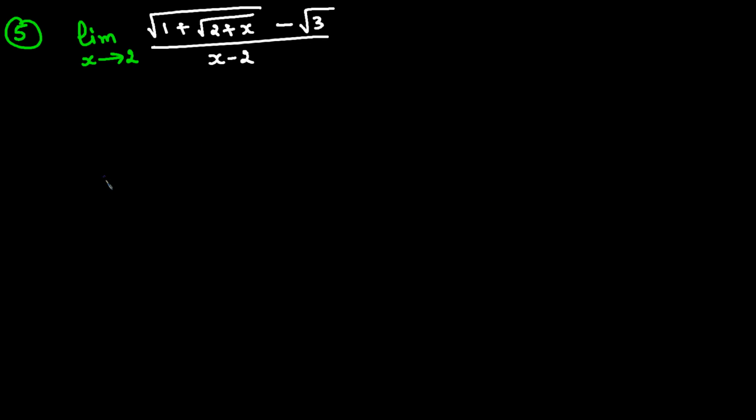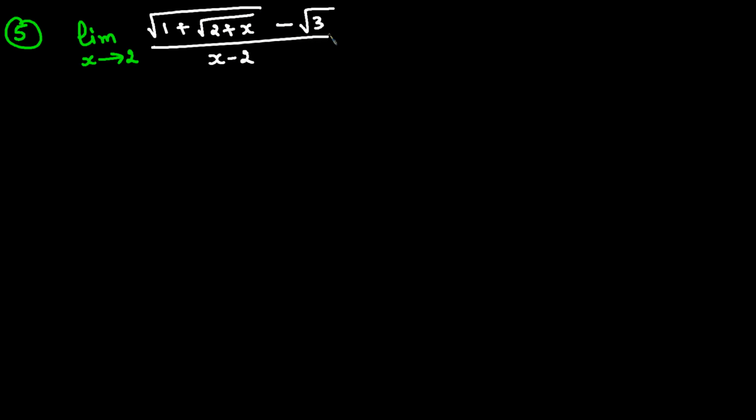Alright, let's do one more, and this will be the last example. Looks like you've got two square roots, a square root over the square root. So we need to rationalize it twice. We need to rationalize the numerator twice. You'll see how.